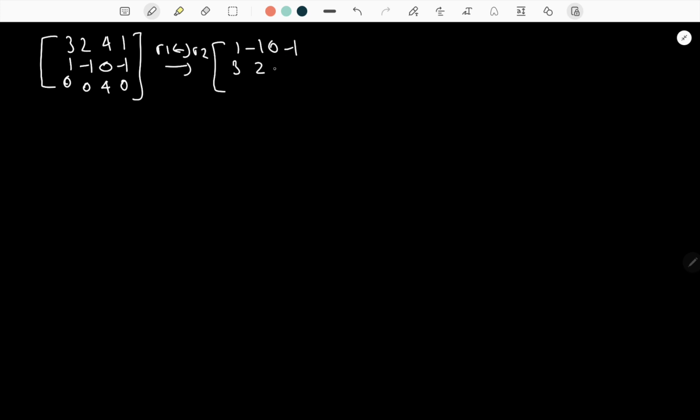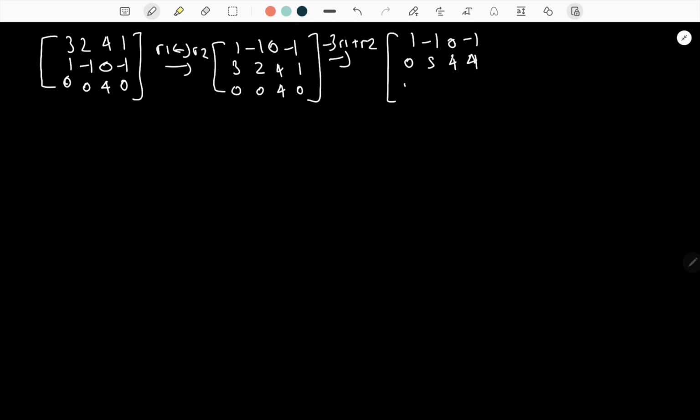So it's gonna be 3, 2, 4, 1, and last. Don't mind my handwriting. I know. Yeah. So now we can use the first row to minus this 3 here. So it's gonna be minus 3 R1 plus R2, which will give you, first row stays the same, second row is gonna be 0, and then 5, 4, 4. Third row is gonna be 0, 0, 4, 0.